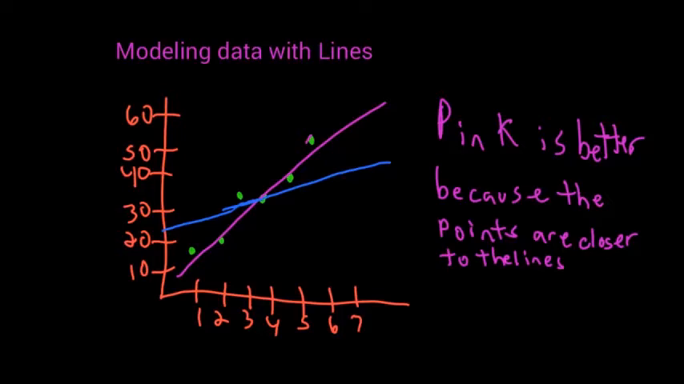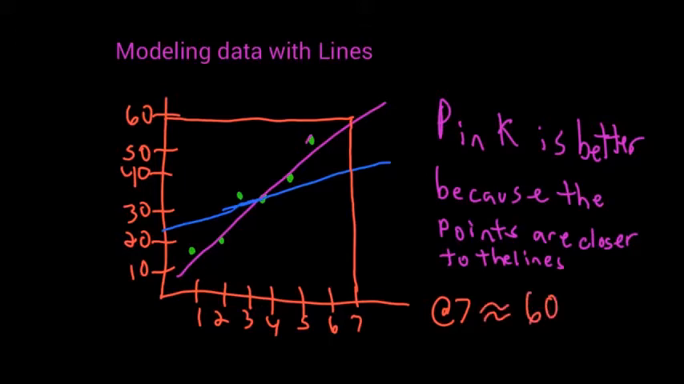Now, if we want to go ahead and predict what's going to happen, so at 7, what will our value be? So to do that, we just look at 7, go straight up, so we're going to be right about there, we're going to go over, so at 7, we're going to be about 60. So that's kind of how you pick the best line, and then you can use a line to predict what's going to happen.